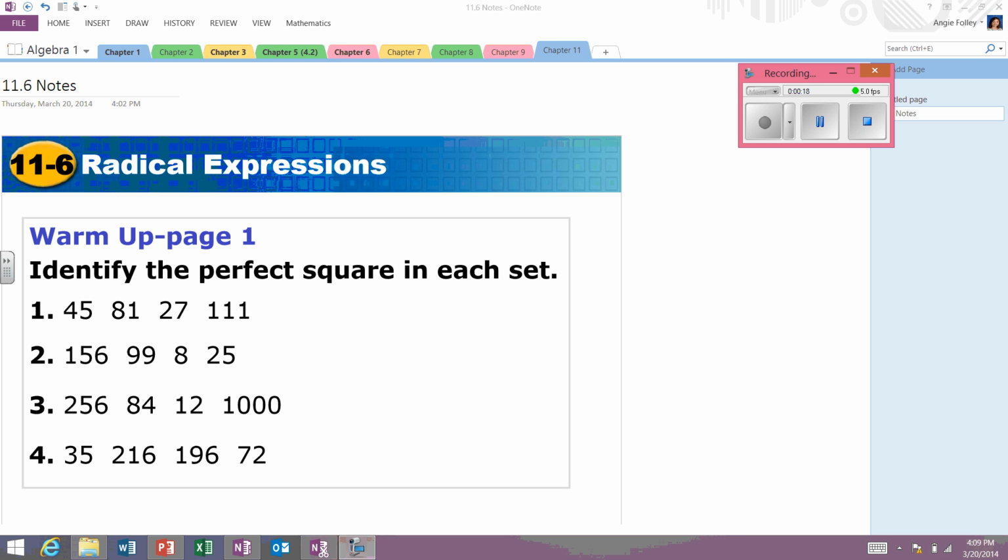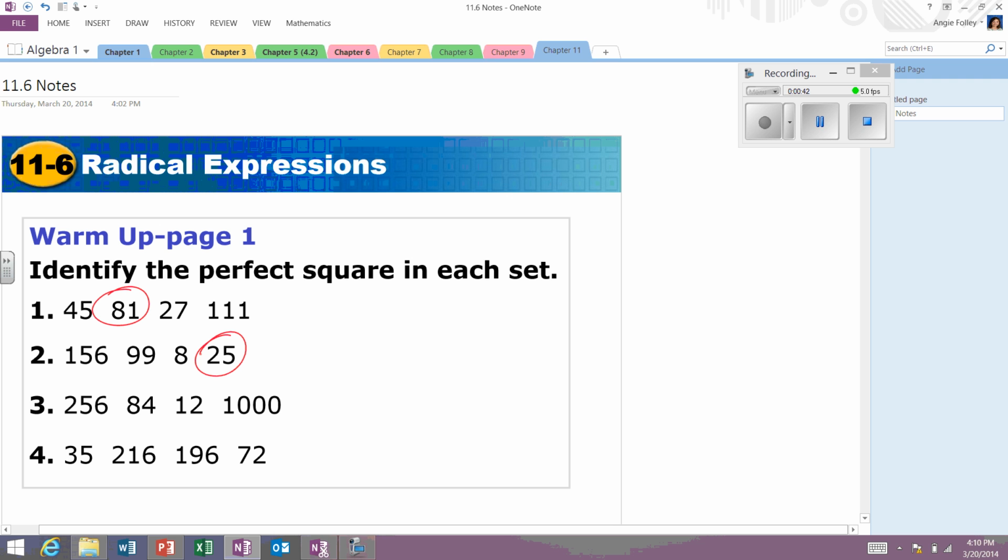It says to identify the perfect square in each set. So basically, what number is a perfect square of another number? In this first set, the only one is 81, because 81 is the perfect square of 9 times 9. And then the second one, the perfect square is 25, because 25 is the square of 5 times 5.